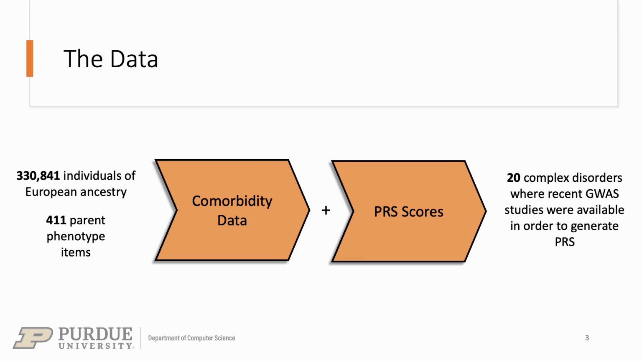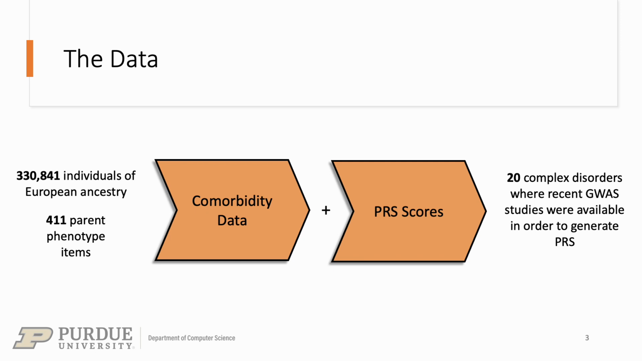So here's an illustration of the data that we used. We used about 330,000 unrelated individuals of European ancestry from the UK Biobank. As for gathering the phenotypes, or which diseases we're going to look at, we used natural language processing and manual curation to generate about 411 phenotype items by mapping the ICD-10 diagnoses from the UK Biobank to more meaningful phenotypes, which we clustered in a more interpretable way.